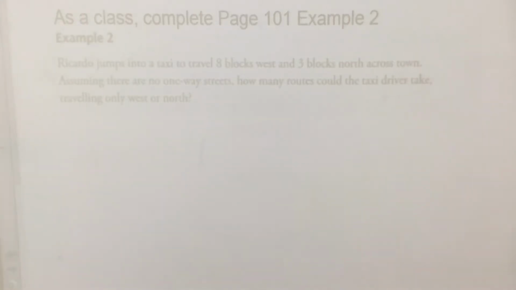Okay, we're going to do example 2 that's on page 101. And so this is, let's read the question. Ricardo jumps into a taxi to travel 8 blocks west and 3 blocks north across town. Assuming there are no one-way streets, how many routes can the taxi driver take traveling only west or north?